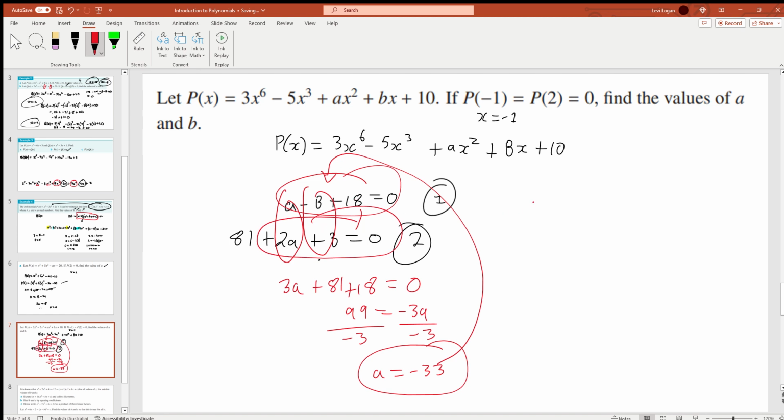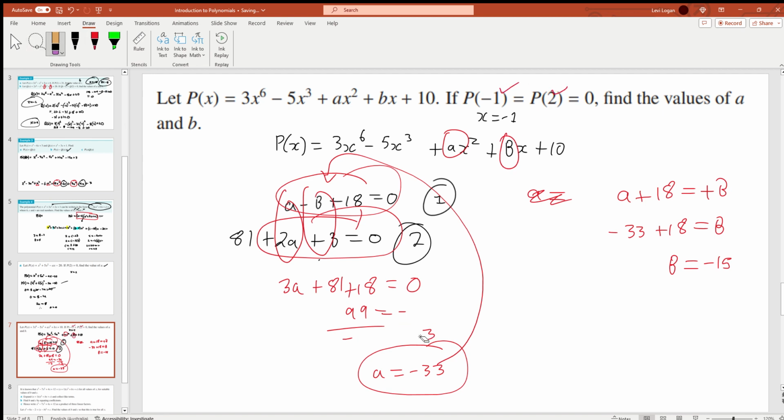I'll choose this one at the top, so a plus 18 equals my b. All I did was move that b to the other side. So I'm going to have minus 33 plus 18 equals b. Minus 33 plus 18, so b is negative 15. And we can double check this, because if we substitute this into here, and we put in our initial conditions, we should get 0 now. So let's double check that.